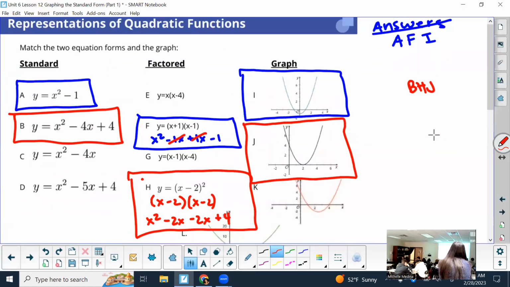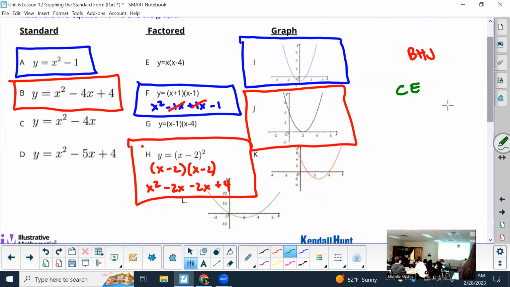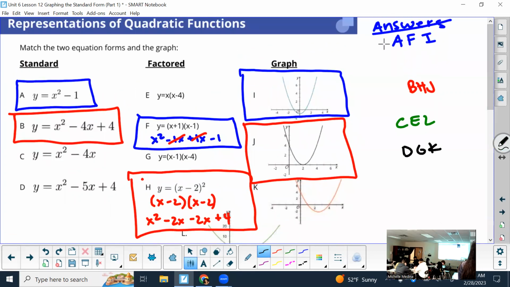Real quick, C matches what? E, and then what graph? L. So then process of elimination, it would be D, G, and K. So have these answers written so you have them to reference, but the way we went over it are some strategies to help you find that those are right. Questions, comments, concerns?